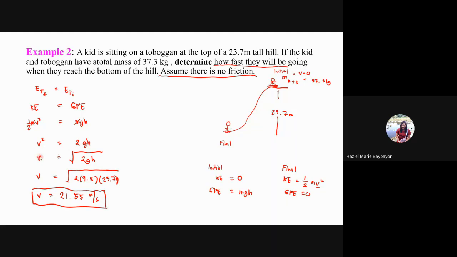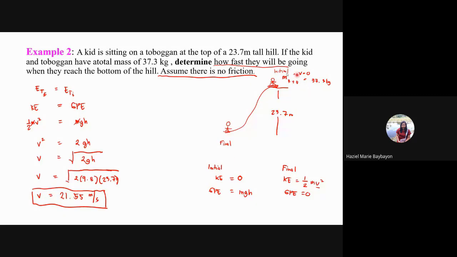Okay, and then we have here v is equal to the square root of 2gh. Substituting the height, so only the height is not constant. So you have the square root of 2 times 9.8 multiplied by the height, which is 23.7 meters. So the maximum speed attained by the kid and the toboggan is equal to 21.55 meters per second.